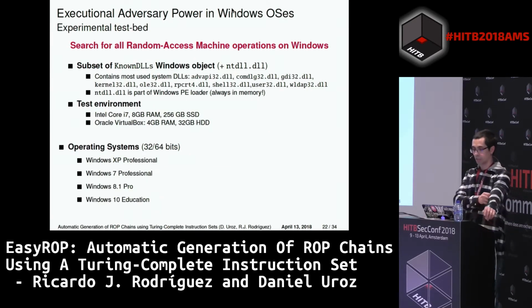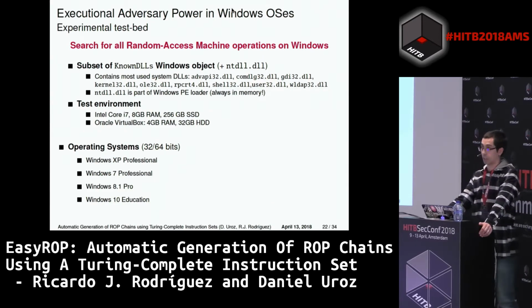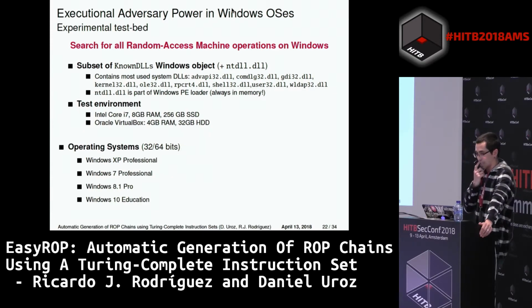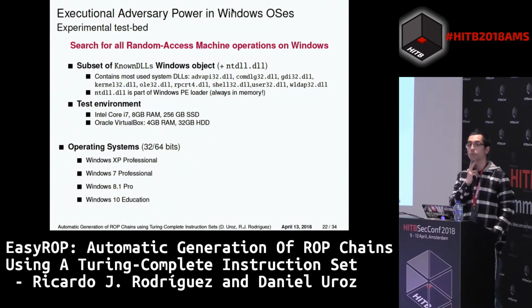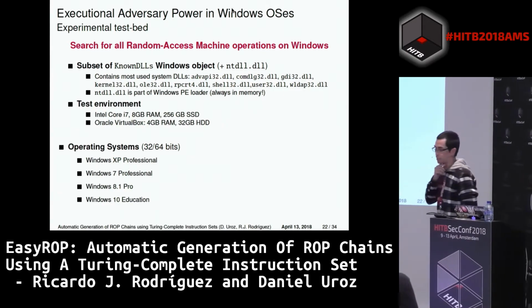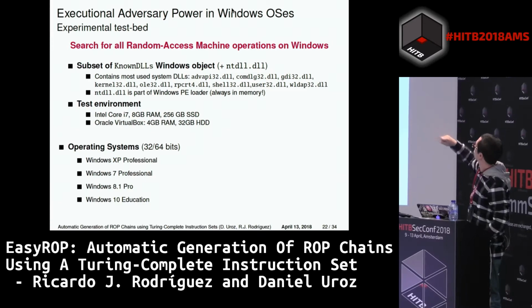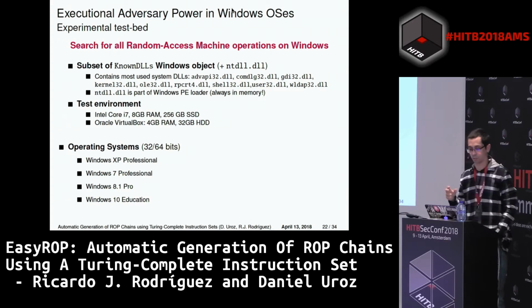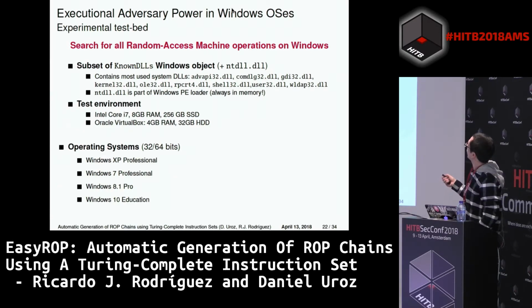Regarding the evaluation, our idea was to try to search for at least one ROP gadget for every random access machine operation. Considering Windows, we have used a subset of the known Windows object, which is an internal operating system object that contains the most used system DLLs. From these, we have taken the ones which, under our criteria, are the most common when we have an application developed for Windows. We have also considered another DLL, which is always loaded with Windows because it's part of the Windows image loader, the part that puts every single binary in memory.